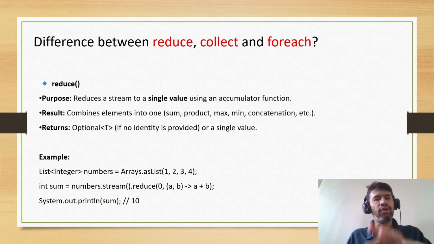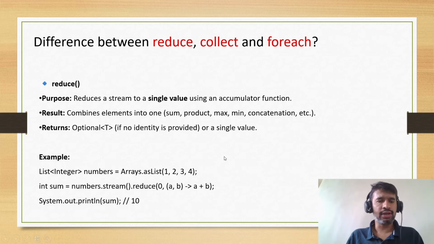So these are all the three operations which are supported as part of the streams. Reduce basically reduces the stream to a single value using an accumulator function. I'll repeat, reduce is used to convert the stream to a single value using an accumulator function which we specified inside the reduce. So it combines elements into one. You can use sum, product, max, min, concatenation, everything. It returns an optional value.